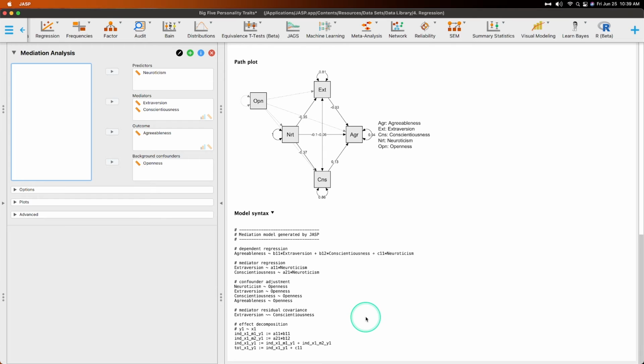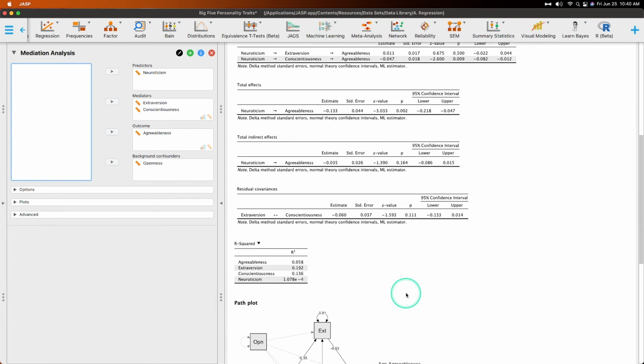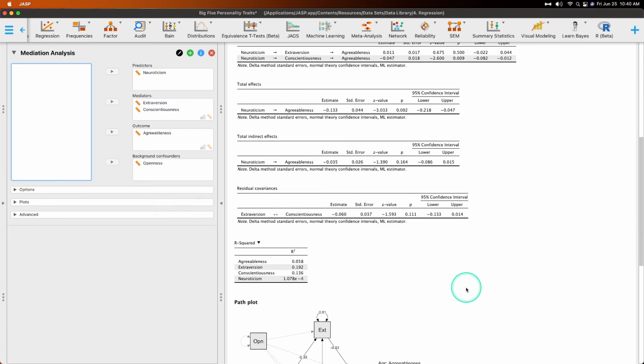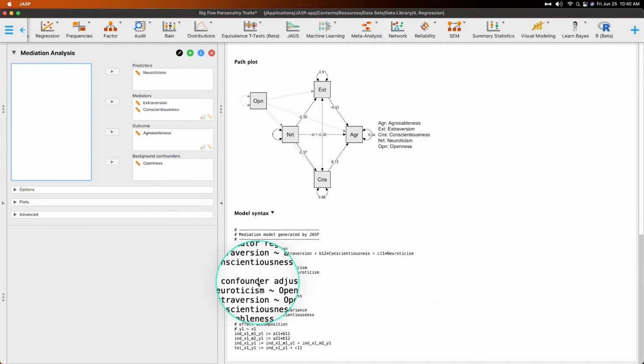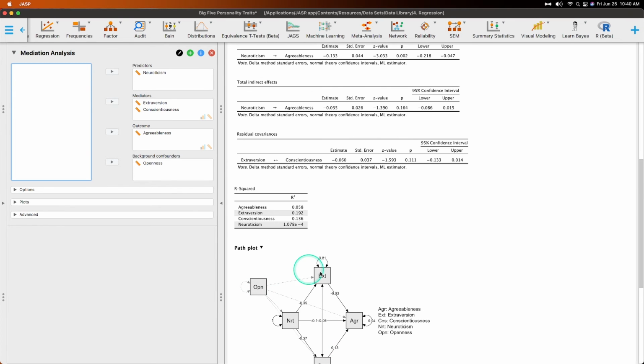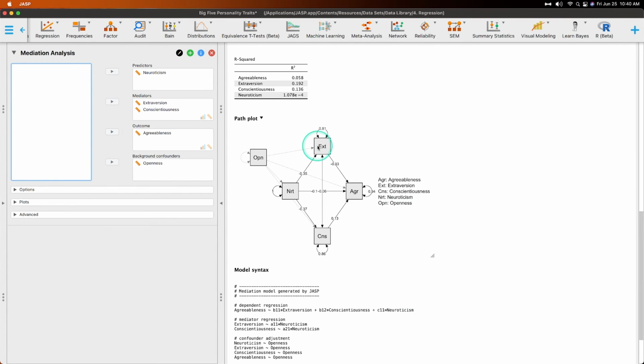What is happening here, and you can see this more clearly in the syntax, because I'll show you before I show you the syntax, there is no openness in any of these outputs, no openness at all. But you can see here that it's confounder adjustment. So what it really is, is just bivariate regression of openness on all of these values before they go into any of these dependent or mediator regressions. So that is to say that openness is being regressed on, or these are being regressed on openness.